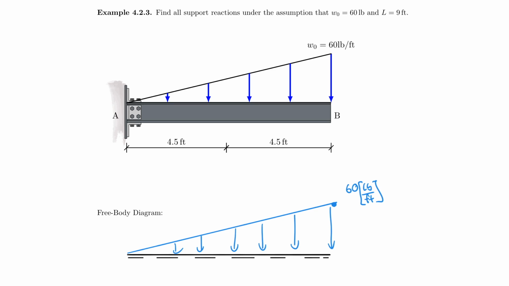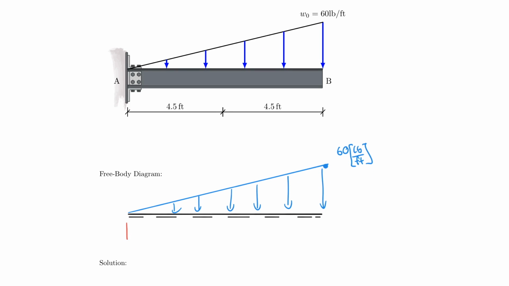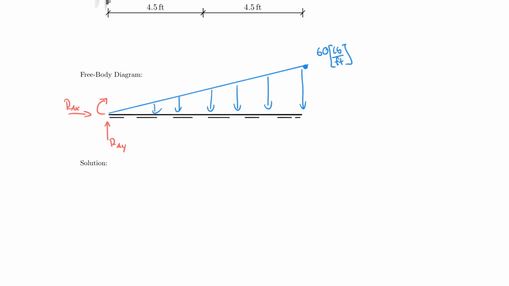And of course, I need to include my support reactions. So I assume that RAY goes up. I assume that RAX goes to the right. And I assume MA to go clockwise. And now I'm ready to perform my calculations of this not so complicated system. So let's go ahead and actually add the distance here. So this happens to be 9 feet.